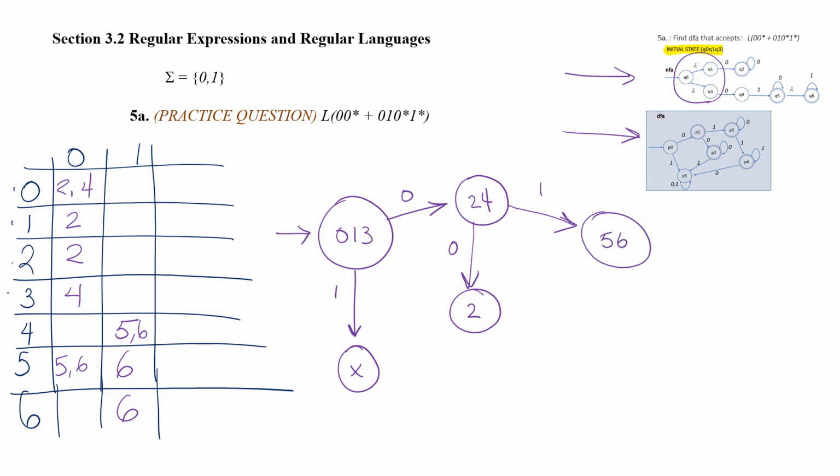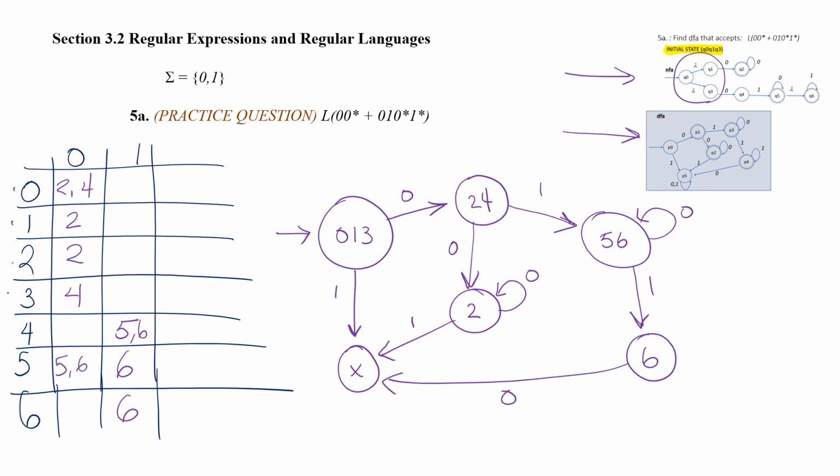All right, let's do 5, 6. Oh, let's do 2 now. So 2 with a 0, I'm going to stay in 2. And with a 1, I'm going to go to X. Now in 5-6, from 5-6 with the 0, I'm going to stay in 5-6. And with a 1, I'm going to go to 6. In 6 with a 0, I go nowhere. And with a 1, I stay in 6.